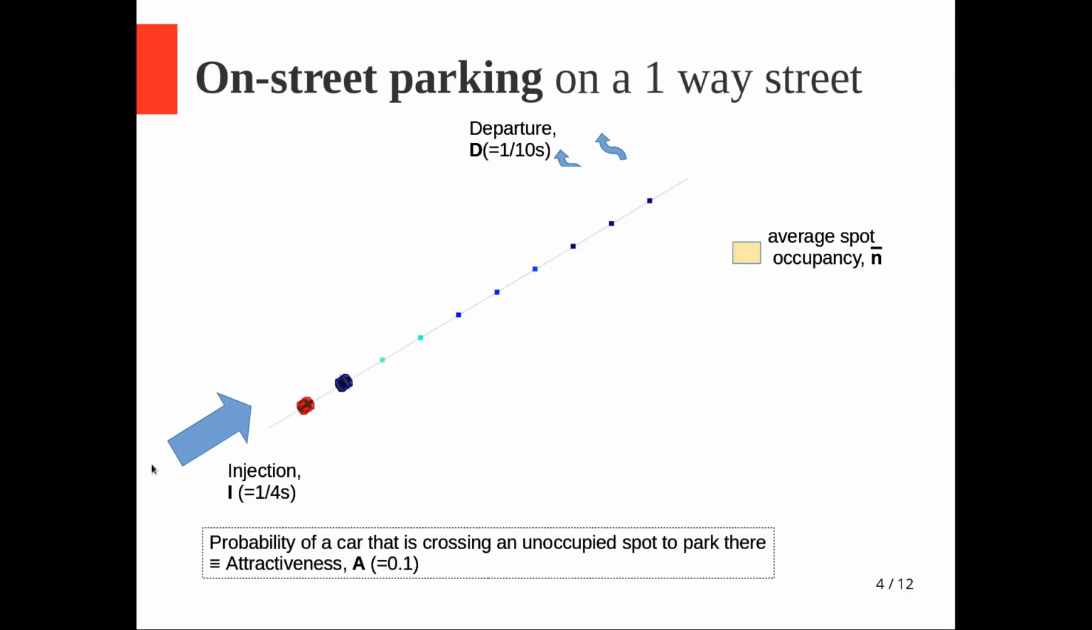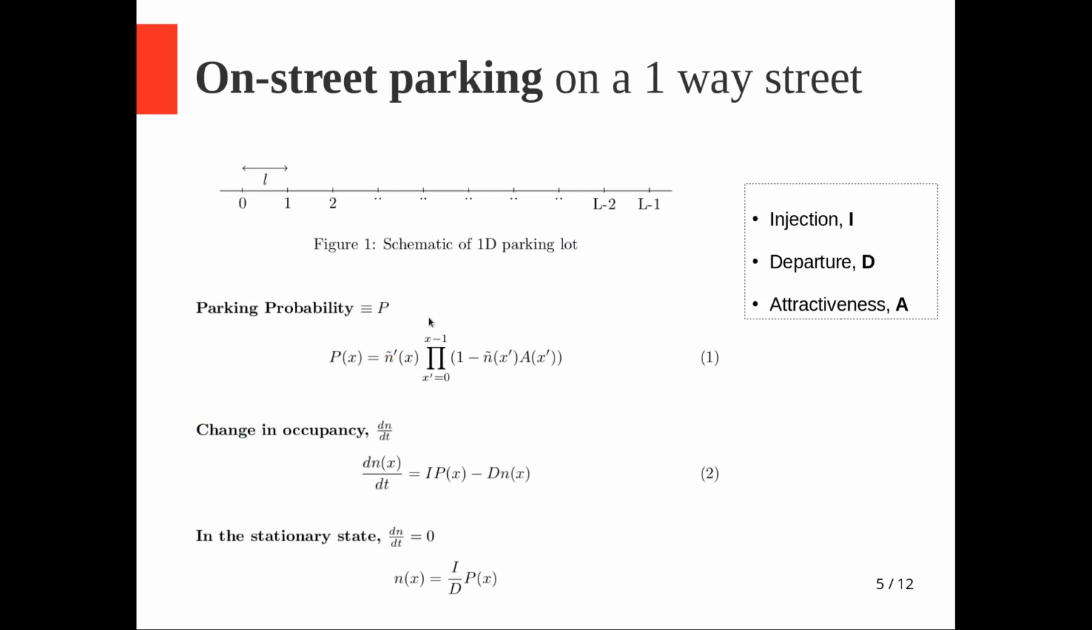Here's a 1D street. Cars coming in from one end at an injection rate I, they're parking, and they're departing at a certain rate capital D. To calculate the spot occupancies, we need just one more thing, the attractiveness, which is simply the probability of a car crossing an unoccupied spot to park there. Using these three ingredients, we can now calculate the probability capital P for a car to park at any spot.